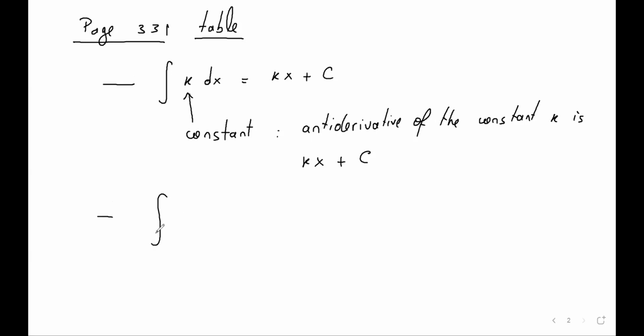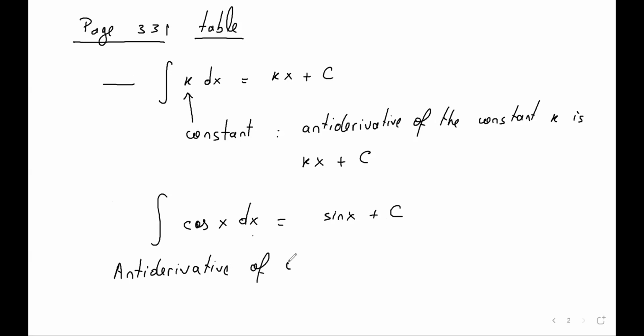Another formula that's given in the table is this one here. Let's do this one: the integral of cosine x dx, and it says here that is sine x plus c. So again, what does this say in plain English, folks? This notation simply says that the antiderivative of cosine x is sine x, plus a constant c.